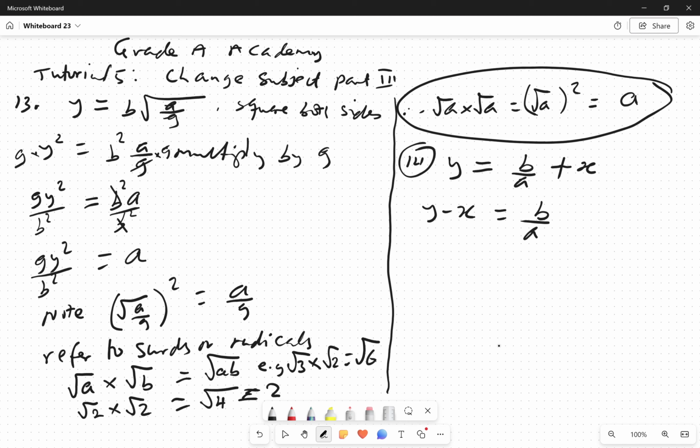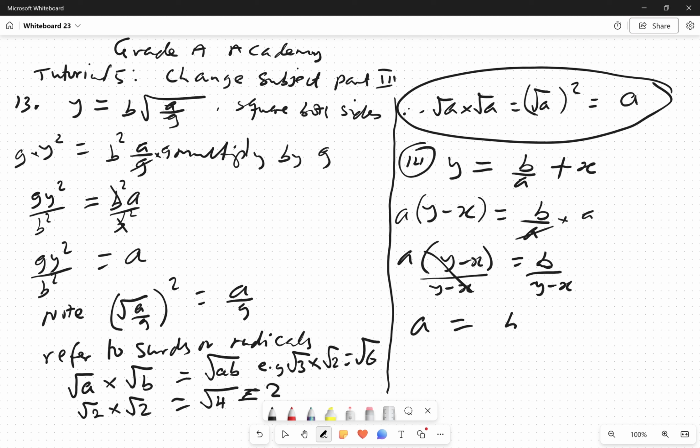Now multiply by the denominator, so I multiply here by a, and because there is a minus sign in between, you just put it into brackets, and then a outside. So the a will cancel a, so I have a outside, y minus x is equal to b. And now that we're looking for a, we have to divide here by y minus x, divide here too by y minus x. This cancels that, so a is equal to b over y minus x. You have made a the subject. Wonderful. That is how easy it is to make the subject of a relation.